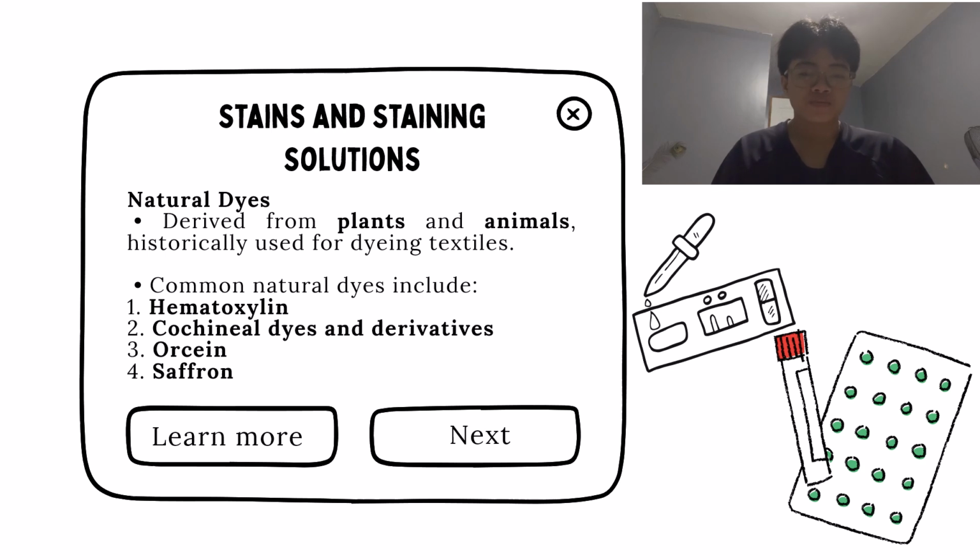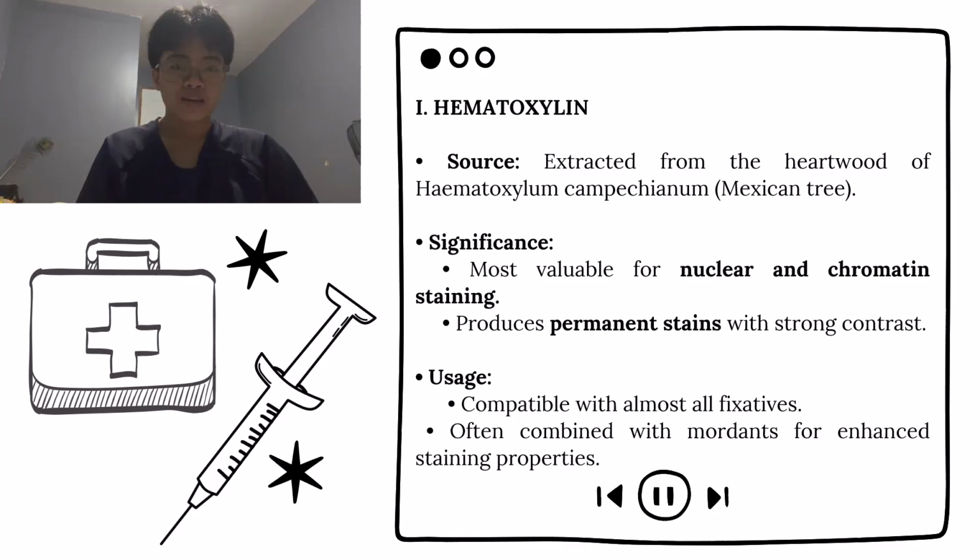Natural dyes sourced from plants and animals were originally used in textile dyeing. Common examples used in histology: hematoxylin, cochineal dyes and their derivatives, orcein, and saffron. Hematoxylin, source: derived from the heartwood of Haematoxylum campechianum, a tree native to Mexico.